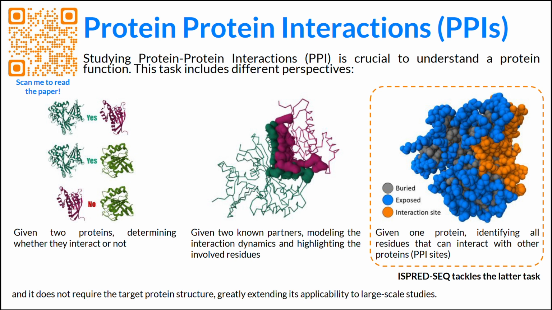After performing the annotation on the structure, it is possible to map it back on the protein sequence. In this way, our method is trained without ever observing three-dimensional features, making it able to generate predictions for proteins that are lacking an experimentally annotated structure, and thus greatly extending its applicability to large-scale studies.